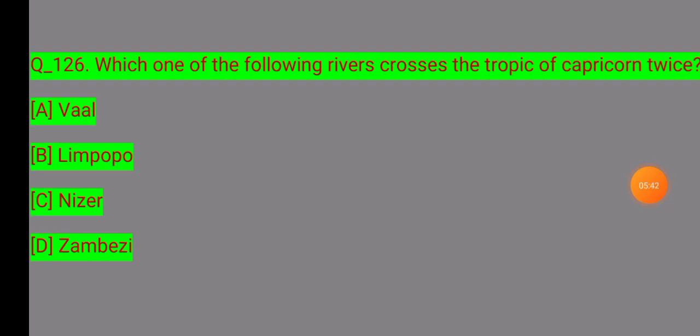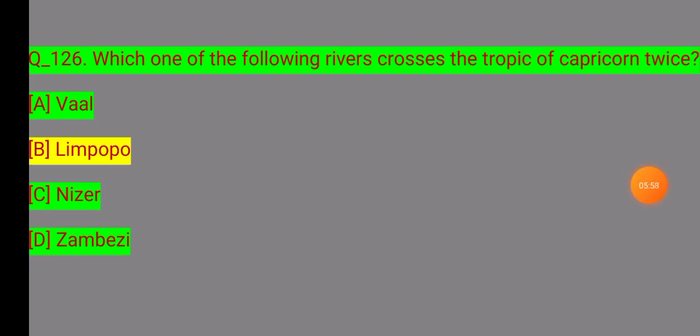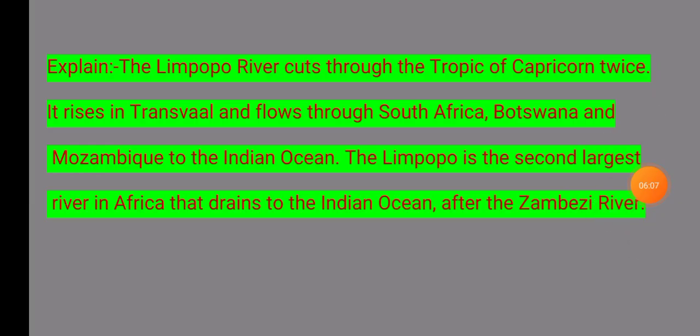126 number question. কি বলছে: which one of the following rivers crosses the Tropic of Capricorn twice? এই চারটি অপশনের মধ্যে কোনটি হবে? Number B, Limpopo, the river that crosses the Tropic of Capricorn twice. 126 number question explain: the Limpopo river crosses the Tropic of Capricorn twice.